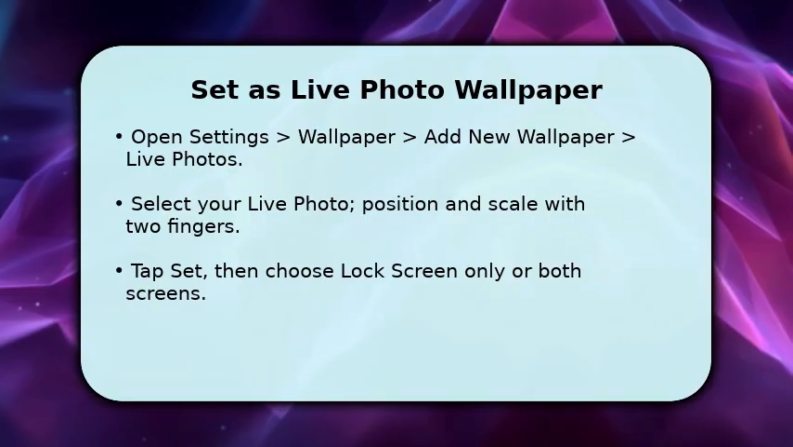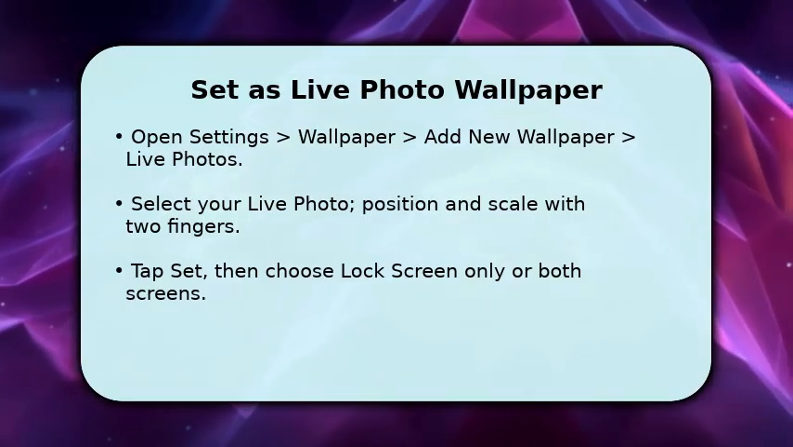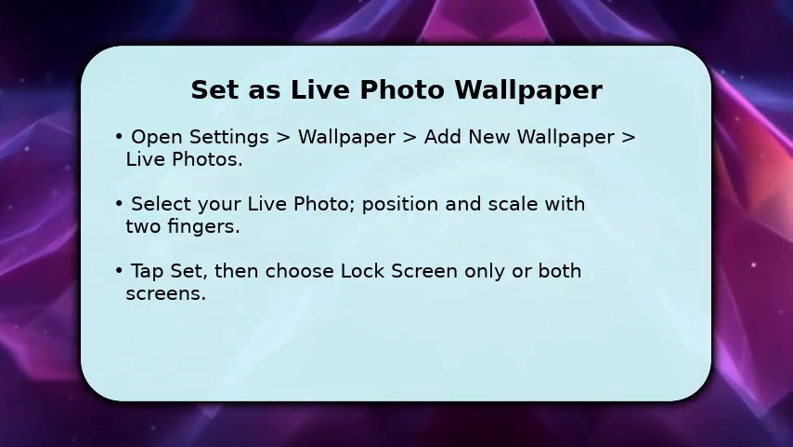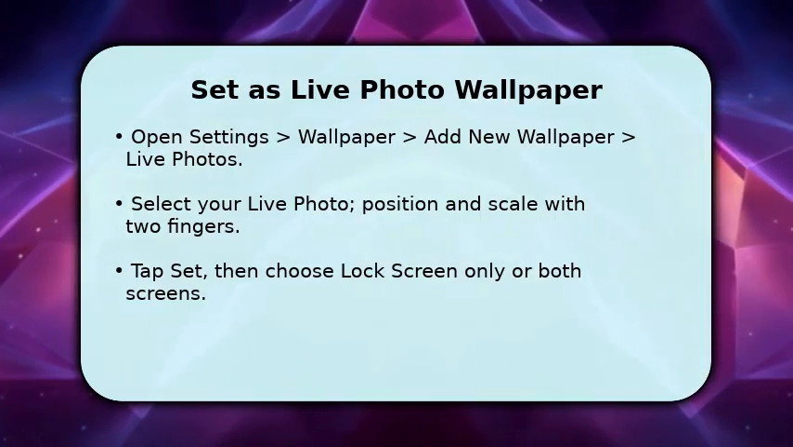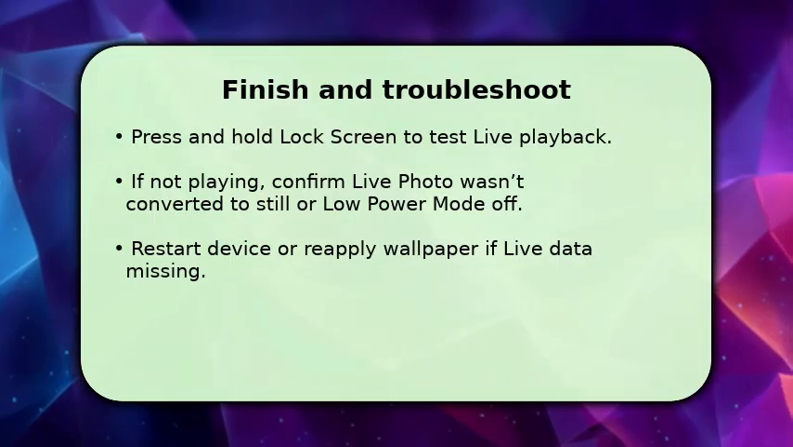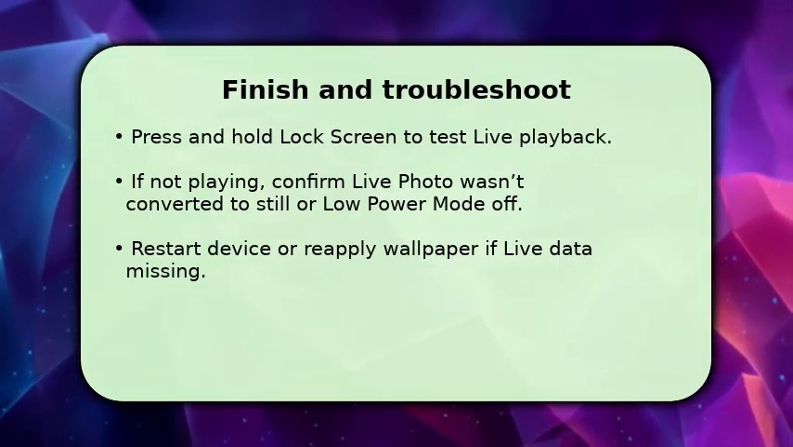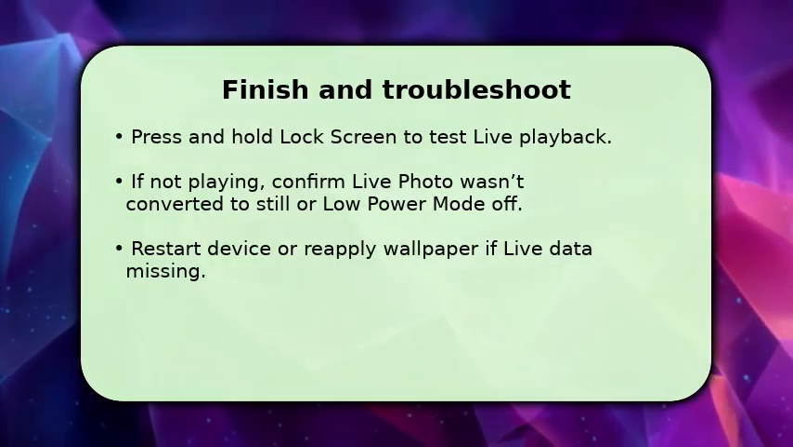You must press and hold on the lock screen to trigger the live effect. The home screen will remain static unless you set both. This ensures the live motion plays when you want it to. Finish by locking the phone and pressing firmly on the lock screen to test playback. You should see motion immediately.